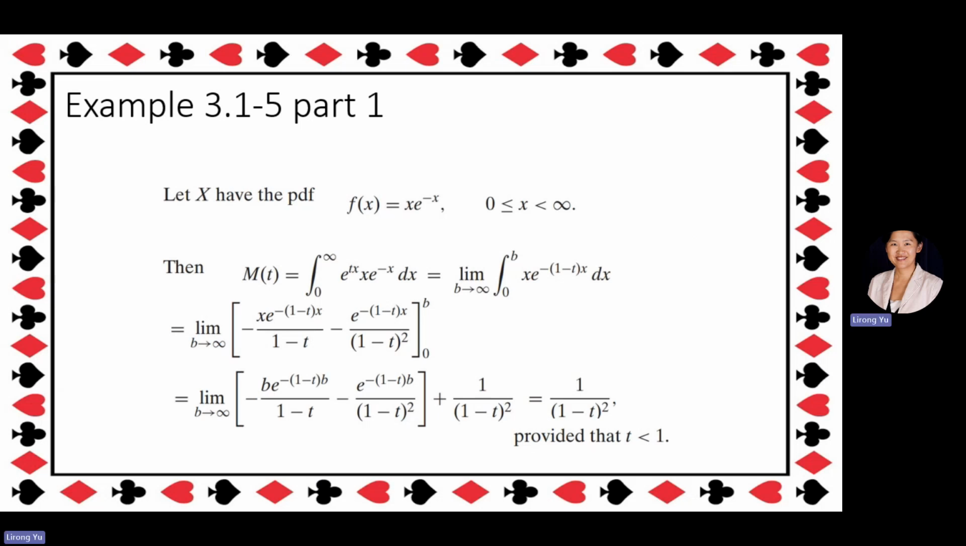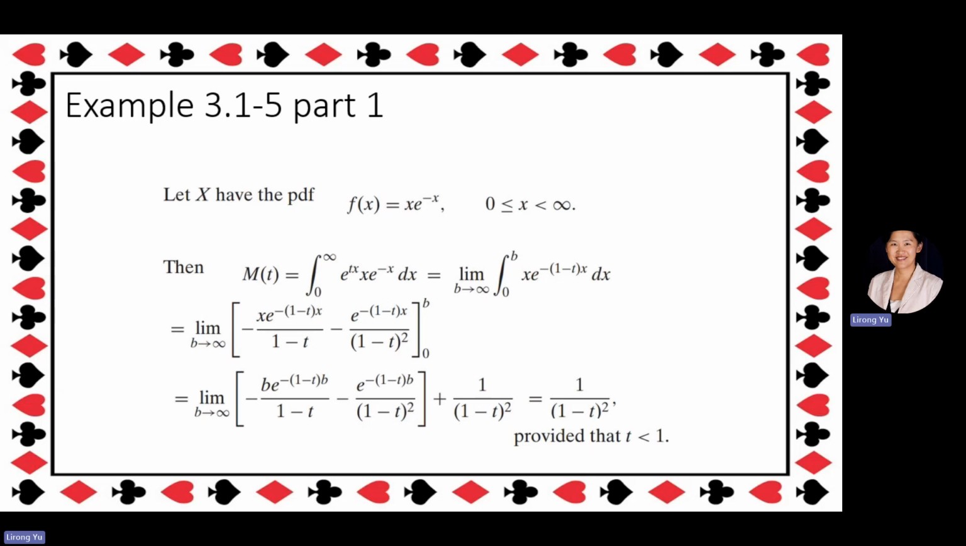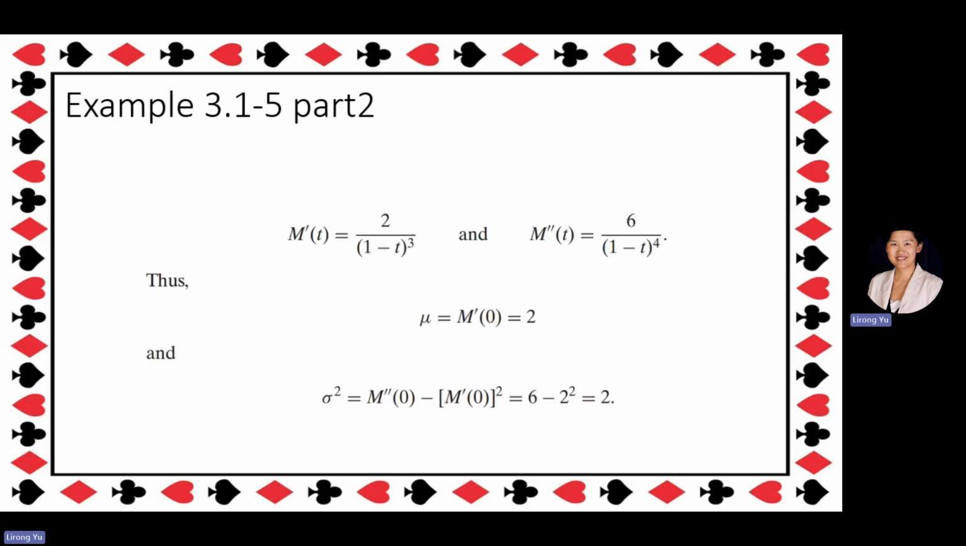Okay, what is this? This is actually a Gauss distribution function. Okay, let's see, for the same function, we can find the moment generating function, and then we can find the first derivative and second derivative. Using them, we can find their moments. So the mean equals 2, the variance also equals 2.